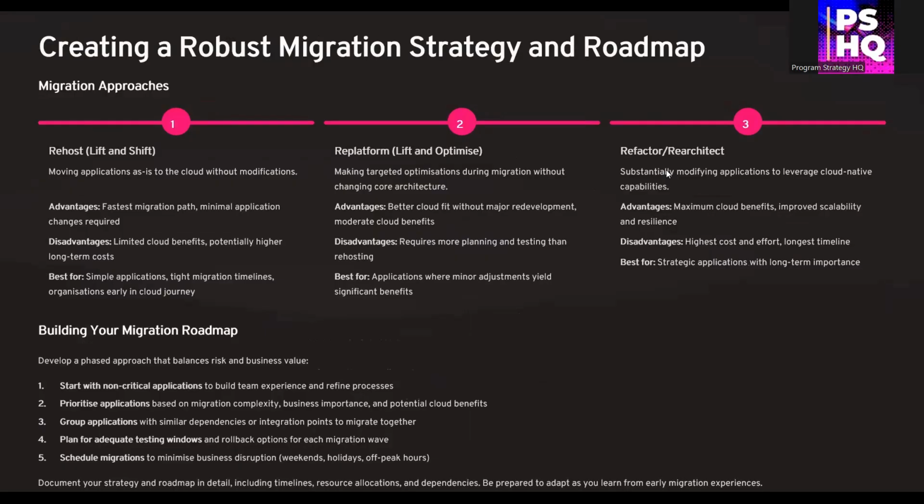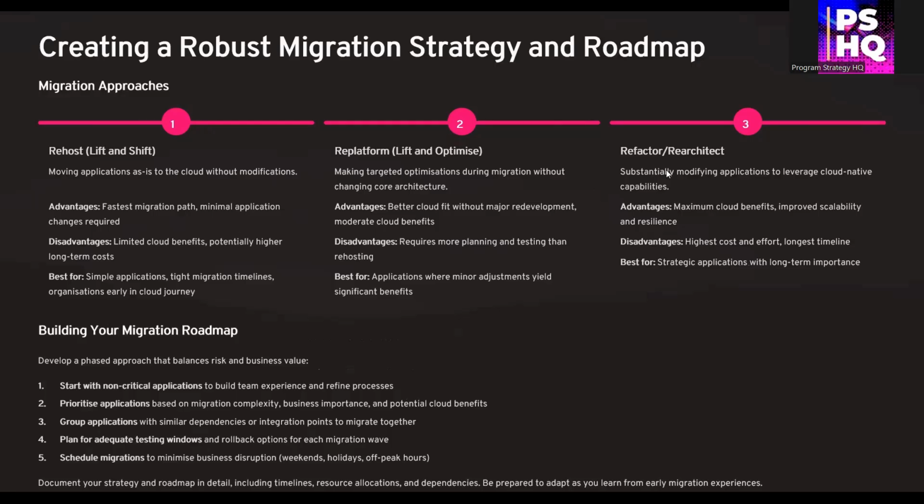With the assessment complete and objectives defined, it's time to craft your cloud migration strategy and roadmap. There are three major migration approaches to choose from: rehost, often called lift and shift. This involves moving applications to the cloud without any code changes. It's fast and low effort, ideal for simple applications or when you're just starting your cloud journey. But be aware, it often misses out on the long term benefits of cloud native features.